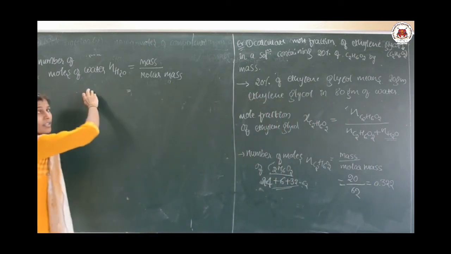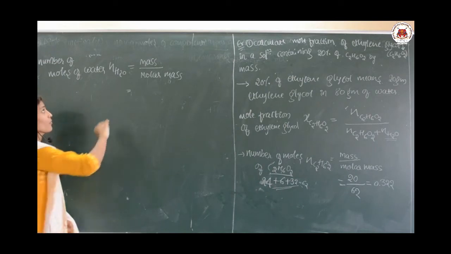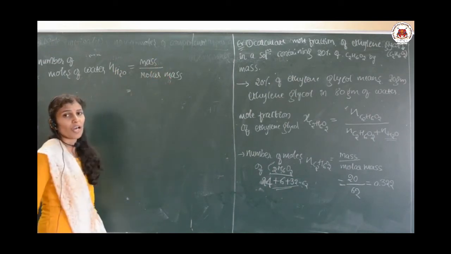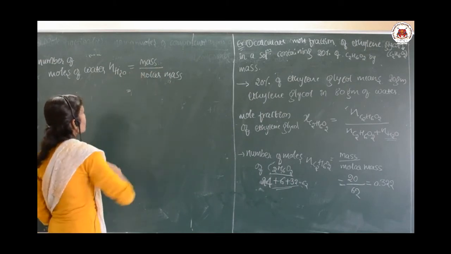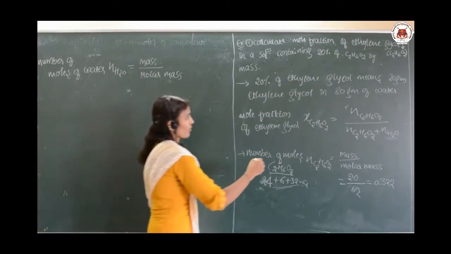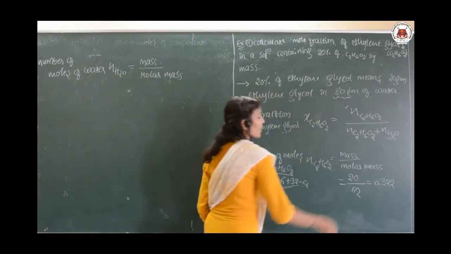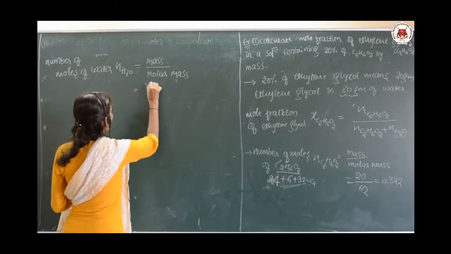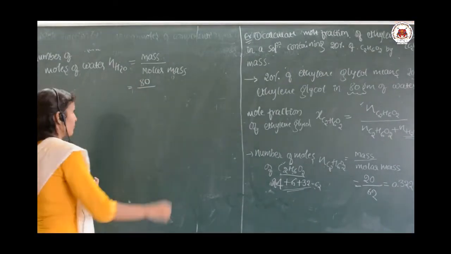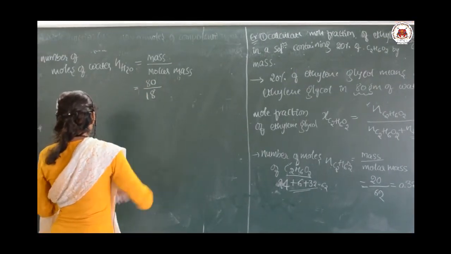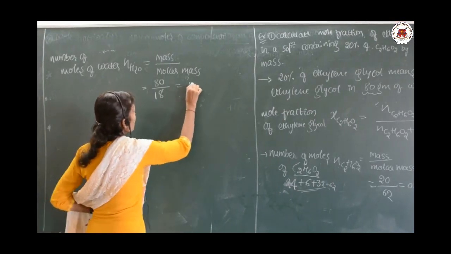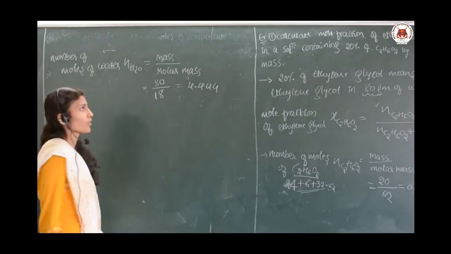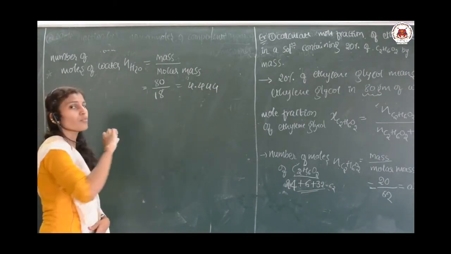Here the number of moles of water, N of H2O, again mass divided by molar mass. What is the mass of the water? Here 80 gram. So what will be that? 80, the molar mass of the water, that is 18. So you are going to get approximately 4.44. Okay, so this is the number of moles of water.